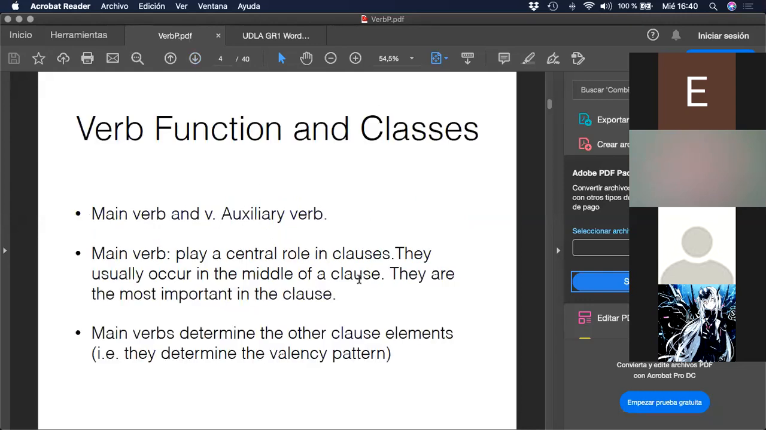Verb function and classes. Okay, we already talked a little bit about the idea of verbs being classified into two different categories, I would say, the main verb and the auxiliary verb. The main verbs play a central role in clauses. They usually occur in the middle of a clause. They are the most important thing inside of the clause. Why is it the most important thing? It is the most important thing because without a verb phrase, you cannot have a clause.